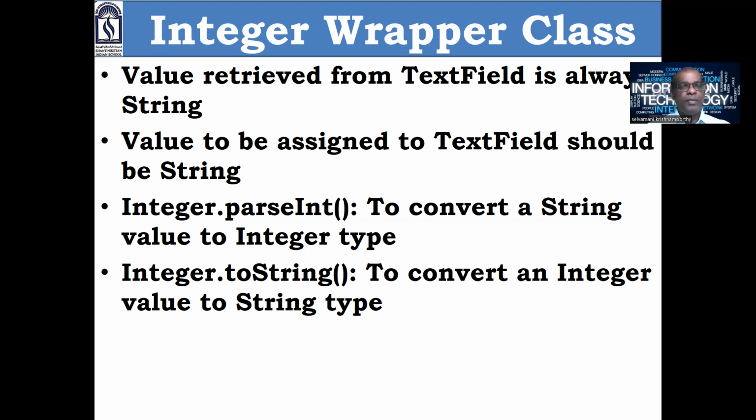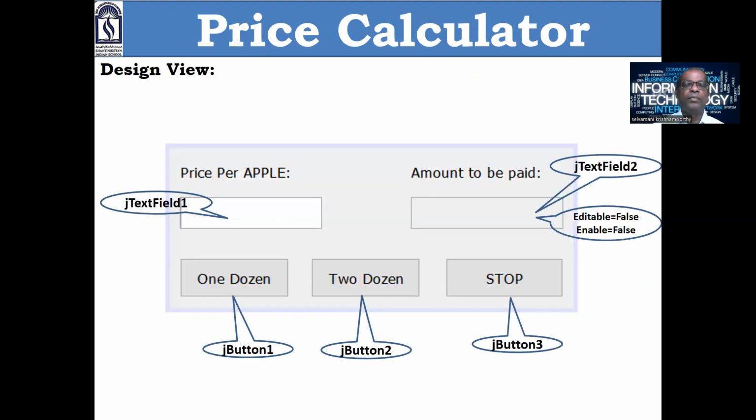Good. In a similar way, another method is toString. From the name itself, we can easily understand it is used to convert an integer value to string type. That means if we want to convert the string 1, 2 into the number 12, you should proceed with parseInt. If you want to convert the number 12 into the string 1, 2, you need to proceed with toString. Is it clear? 12 means number, 1, 2 means string. That you must understand. Then I can explain this concept on a small program.